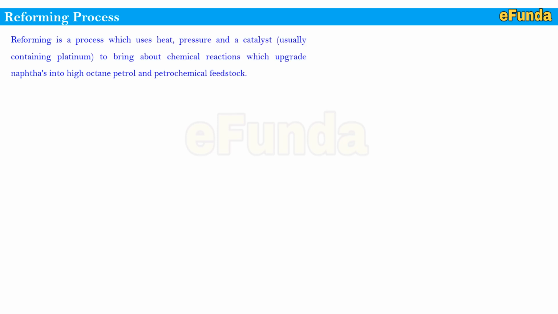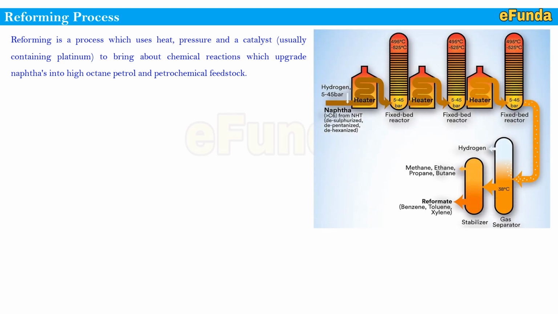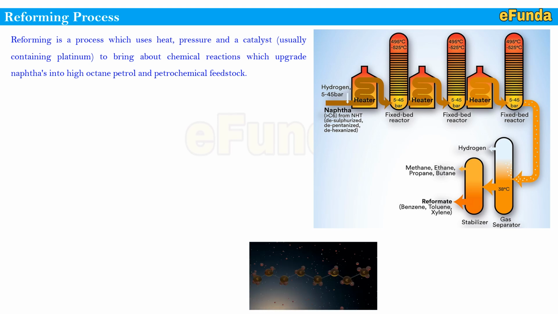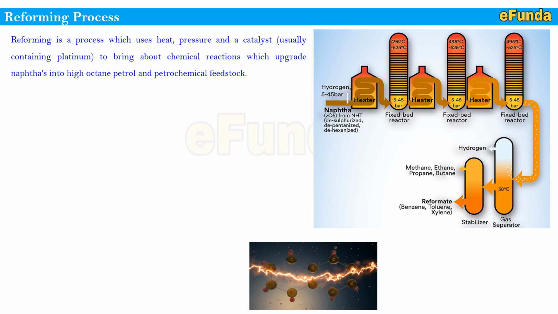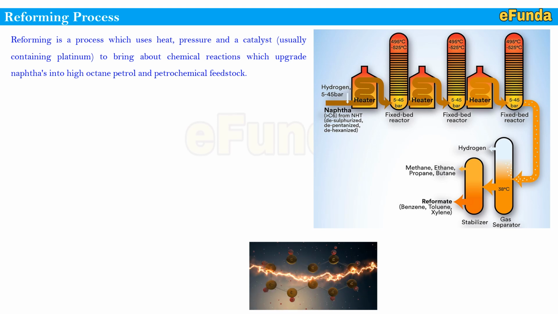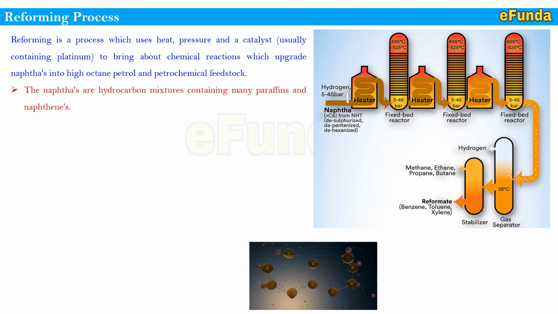Reforming is a process which uses heat, pressure, and a catalyst, usually containing platinum, to bring about the chemical reaction which upgrades naphthas into high octane petrol and a petrochemical feedstock. One can refer to the figure where you can see the complete process, where reforming is another process in which hydrocarbon molecules are rearranged into other molecules, usually with the loss of a small molecule such as a hydrogen atom. The naphthas are a hydrocarbon mixture containing many paraffins and naphthenes.